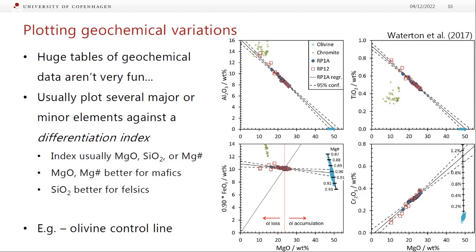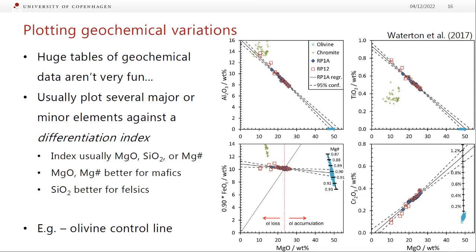If we look at a different element like chromium, we can see that chromium is also dropping as the MgO goes down. So as we're removing olivine, we're also removing chromium. If we plot the olivine compositions, there's not enough chromium to explain this trend. So we have another mineral phase, and that's chromite. You can't see it on this diagram because chromite has like 50% chromium oxide, and it just wouldn't fit on the scale.